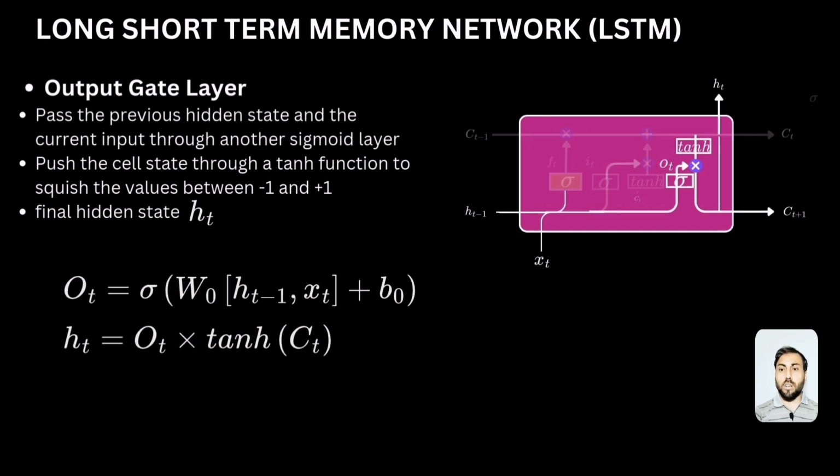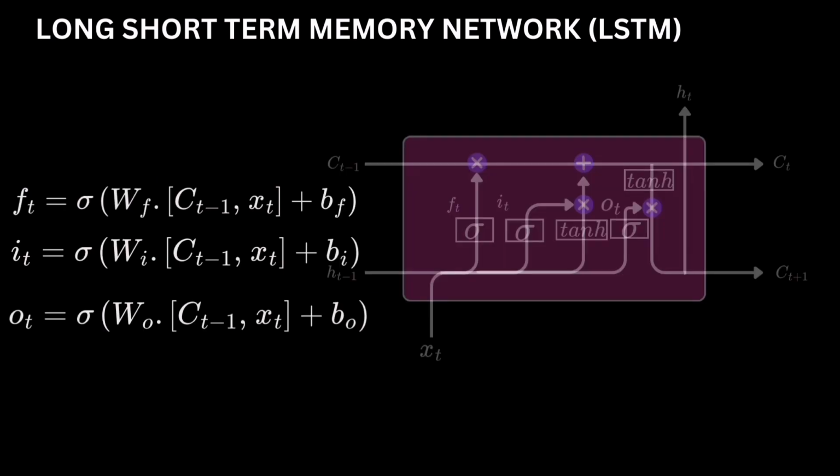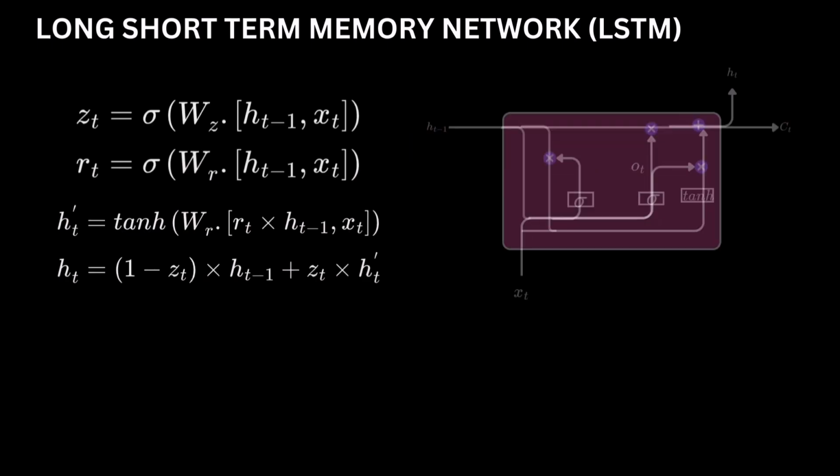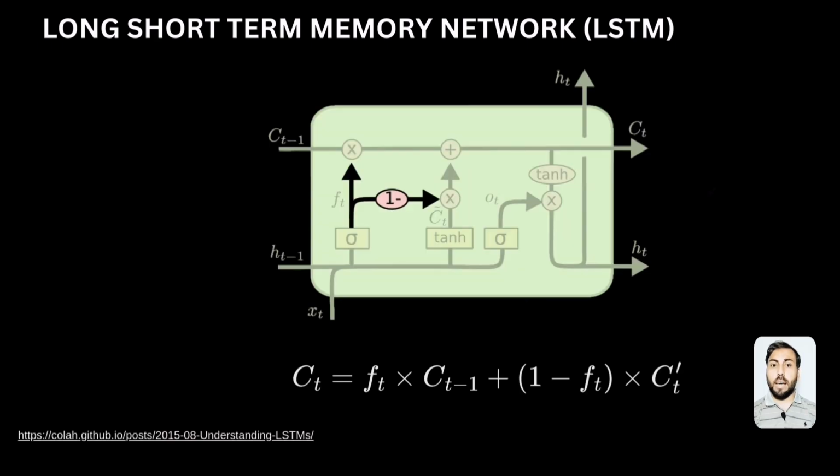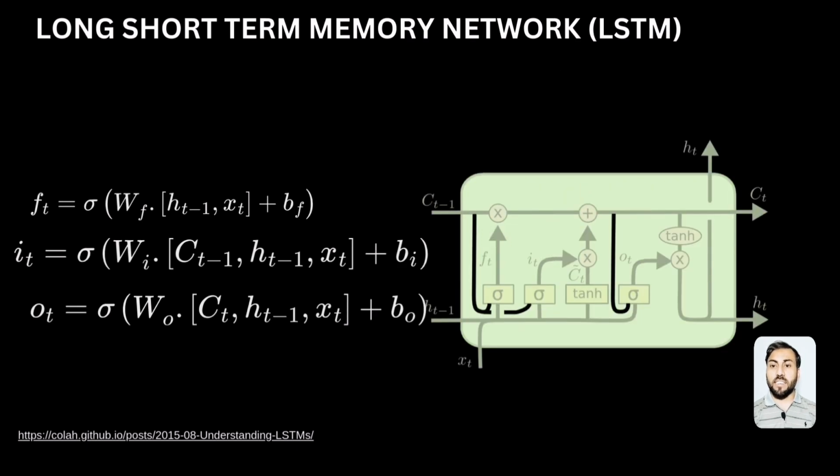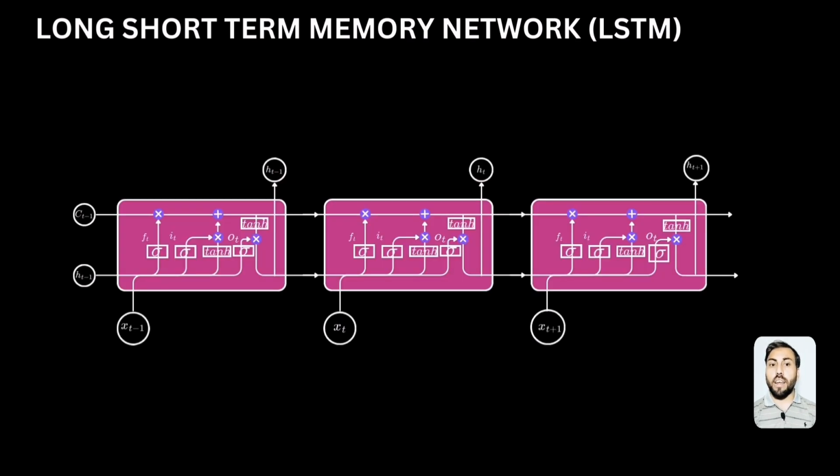By carefully controlling what information gets remembered and what gets forgotten at each step, this clever gating mechanism allows LSTM to handle long-term dependencies much better than simple RNNs. There are many variants of LSTM like this, and this. So next time you hear about LSTMs being used for tasks like speech recognition, text generation, or even time series forecasting, you will know exactly why they are so effective.